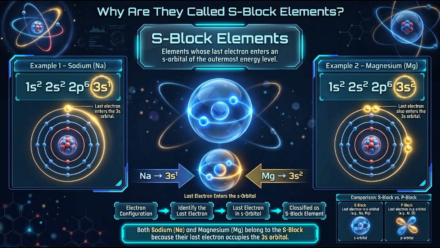The important point is not where the first electrons go, but where the very last electron is placed. Since sodium's last electron enters the 3s orbital, sodium is classified as an s-block element. Now consider magnesium. Magnesium has an atomic number of 12, so it contains 12 electrons. Its electronic configuration is 1s², 2s², 2p⁶, 3s².